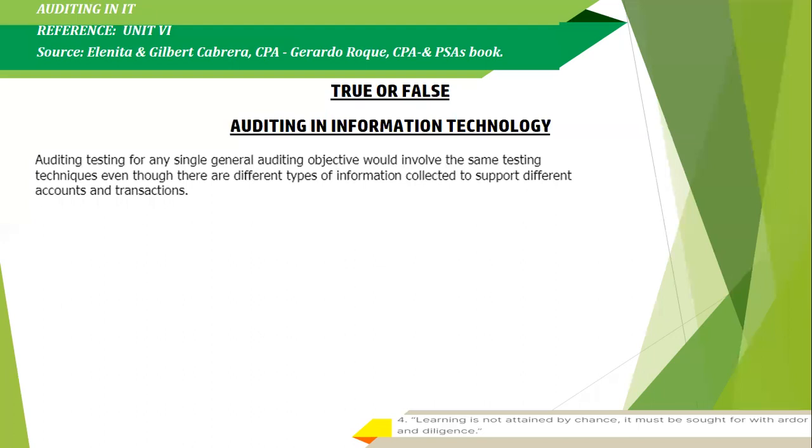Right? So another is auditing testing for any single general auditing objective would involve the same testing techniques, even though there are different types of information collected to support different accounting transactions. So every single general audit objective daw would involve same testing techniques, even though there are different types of information collected, and then to support pa talaga different accounts and transaction pa talaga. So that's really false. Different procedures, different techniques din ba for different types of information that we collected, and of course to support the different accounts and transactions.